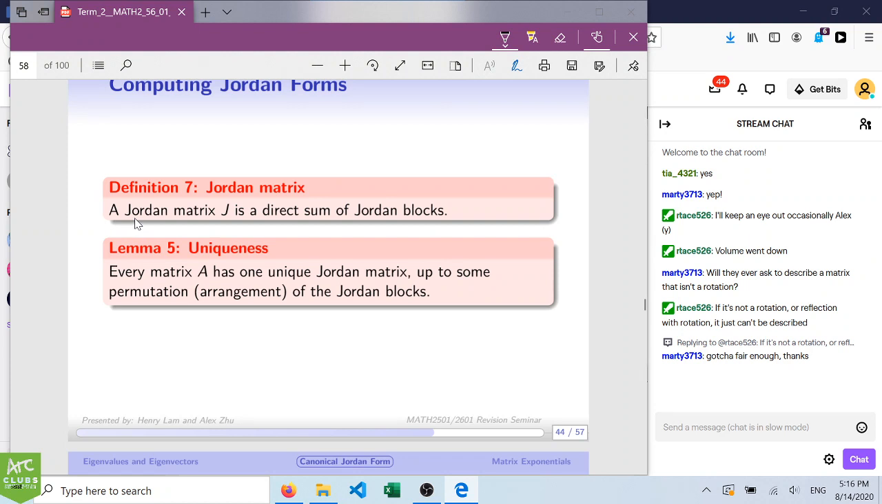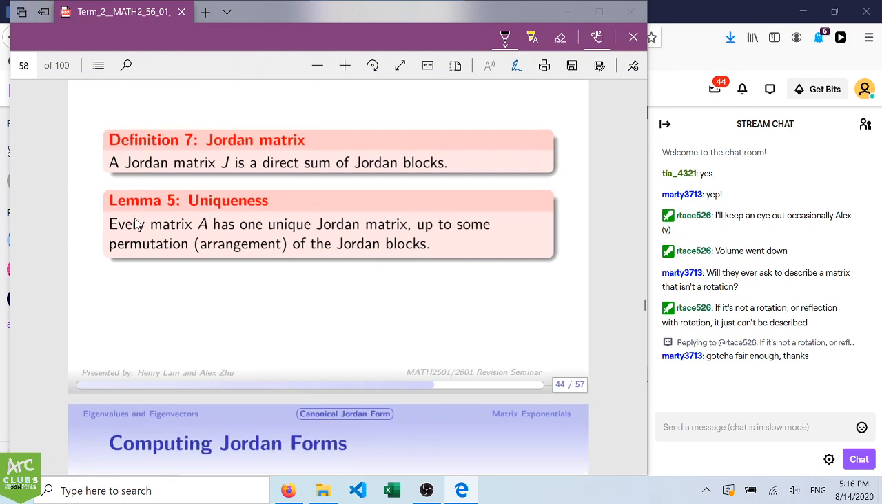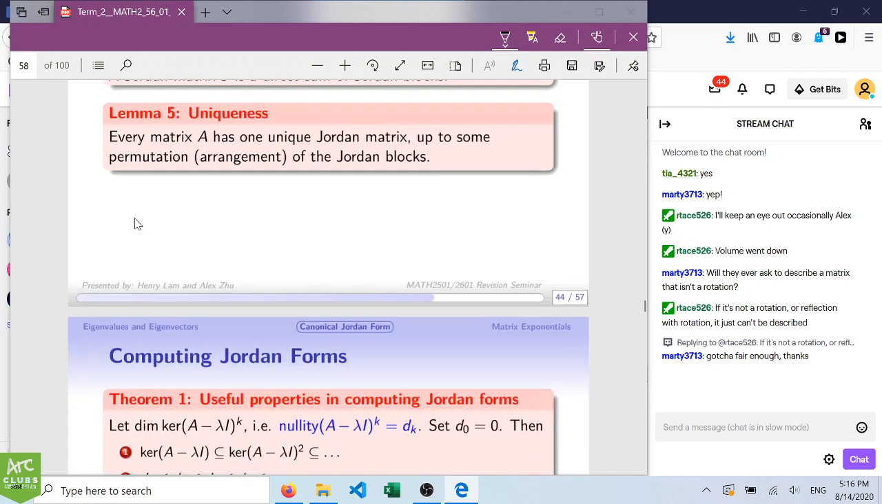And basically there's a lemma saying that for each matrix there's one unique Jordan matrix, and if you permute all the Jordan blocks correctly, like if you order them in a fixed way, like descending order, then every matrix will have one unique Jordan matrix.